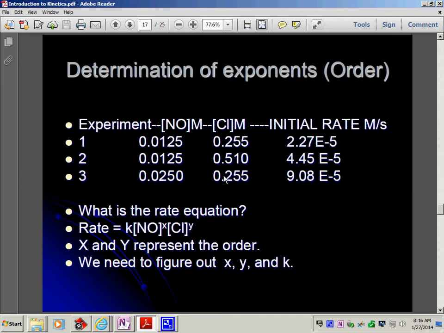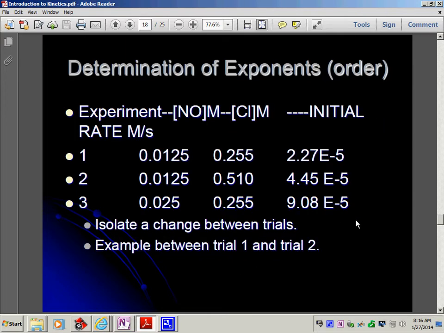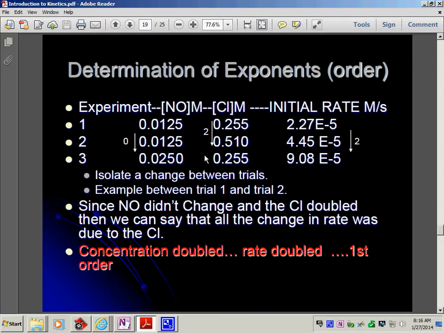You need to pick out certain experiments. And you want to say, okay, between experiment 1 and experiment 2, note that the concentration of nitrogen monoxide does not change. But the concentration of the chloride, or chlorine in this case, chloride more likely, is doubling. This PowerPoint will step it through here. Now notice right here, it doubles. And notice that the rate doubles.